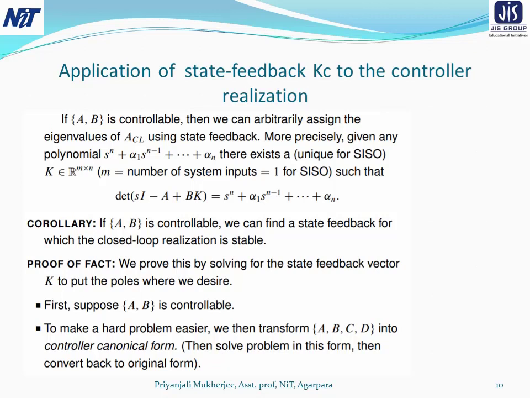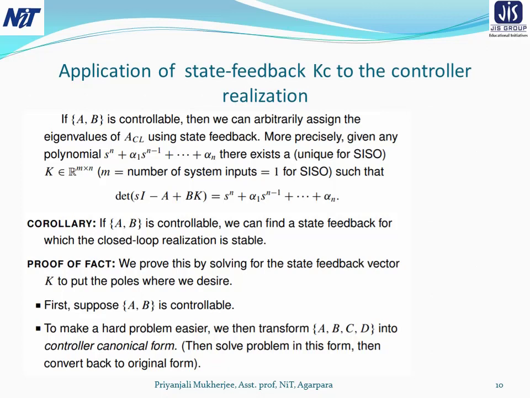Now if A and B are controllable, then we can find a state feedback for which the closed loop realization will be stable. So this is a corollary. We can prove this by the solution of the state feedback vector K to put the poles at the desired positions whenever we require.